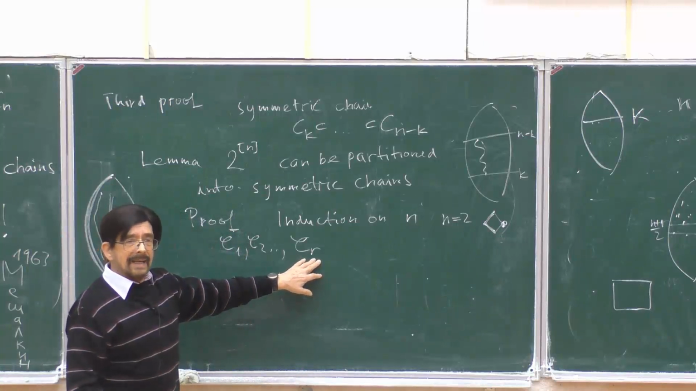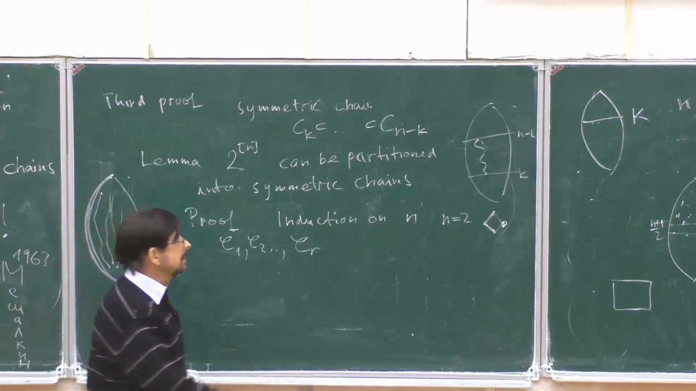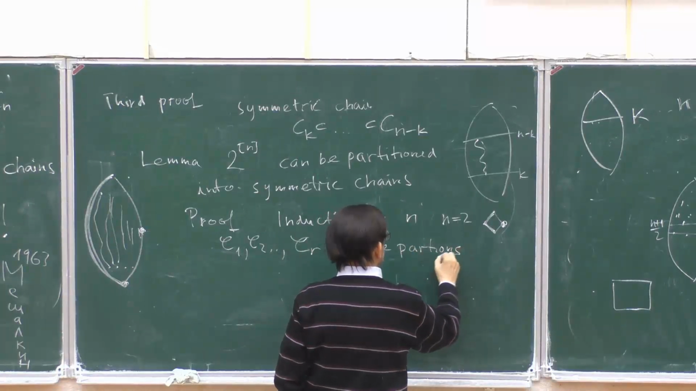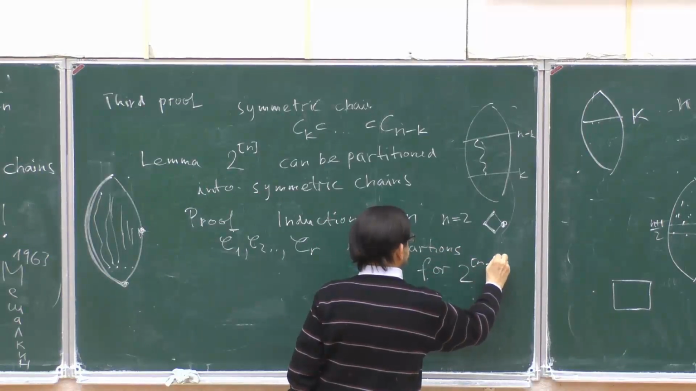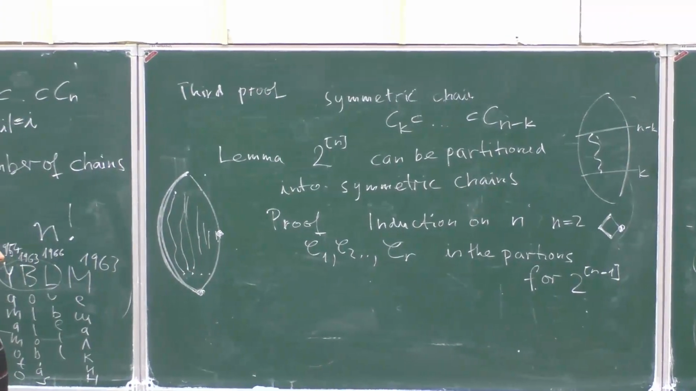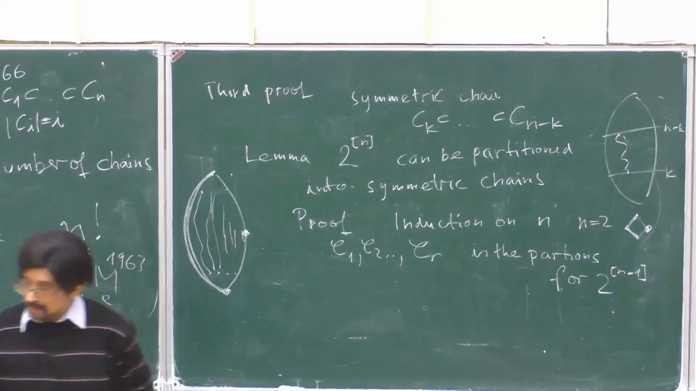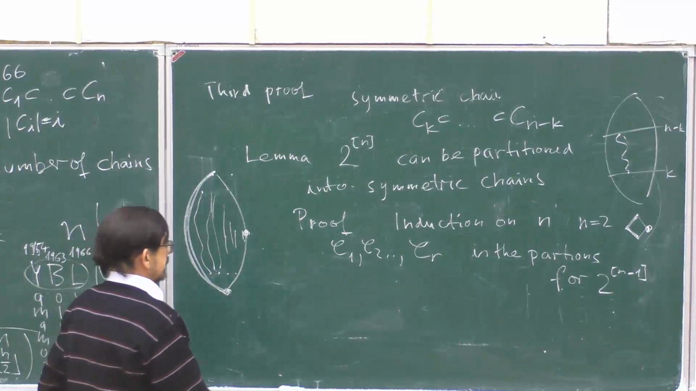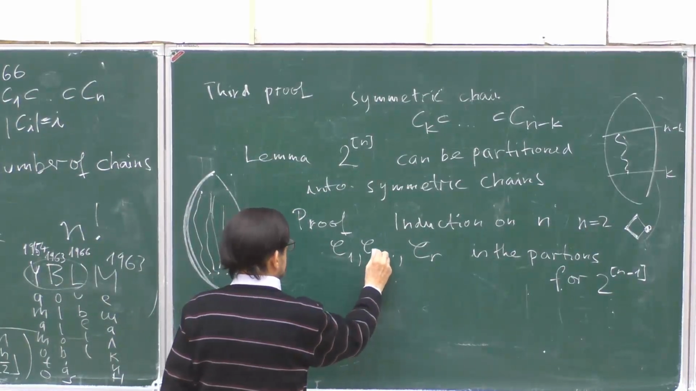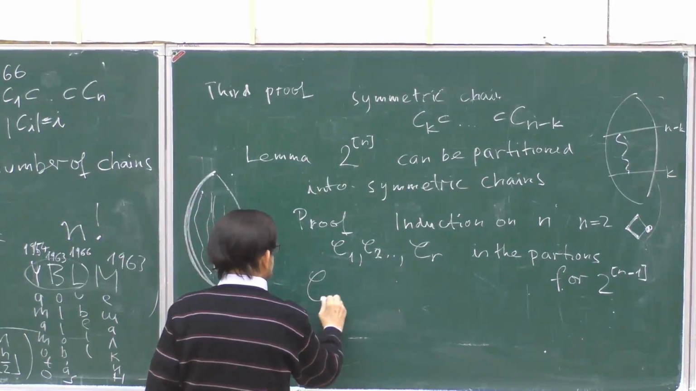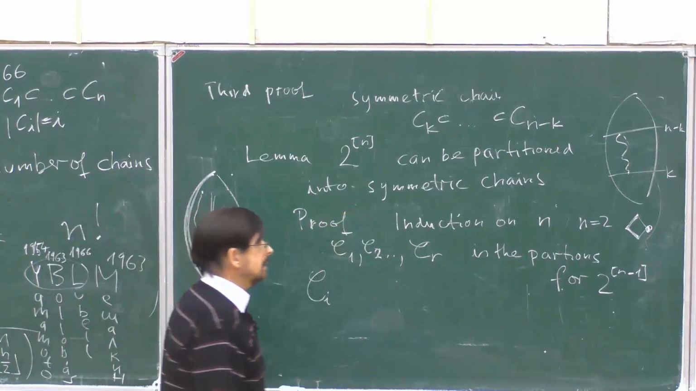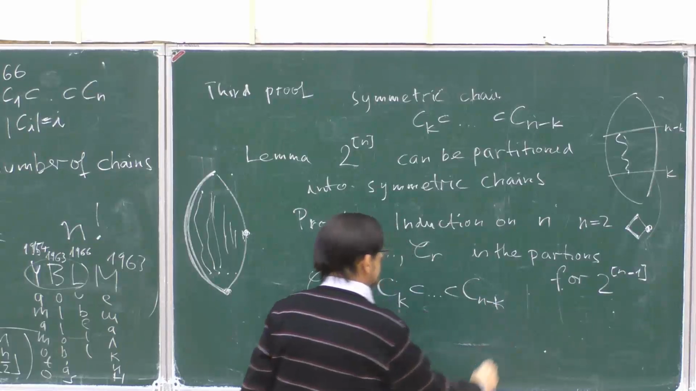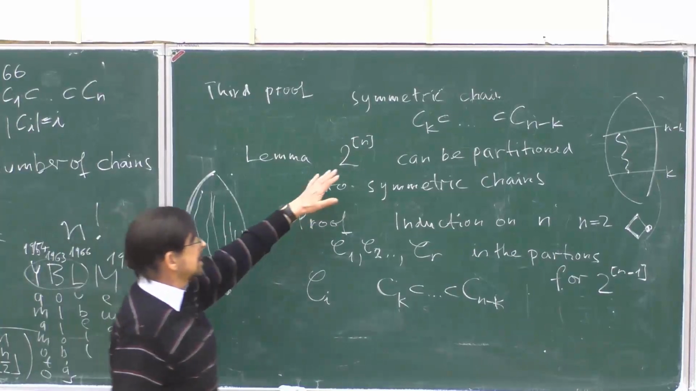We can determine this r, the number of chains, but it's not important at the moment. Suppose this is the partition for 2 to the n minus 1, and we construct the partition for 2 to the n. From each Ci, so one chain, we make 2 new chains.